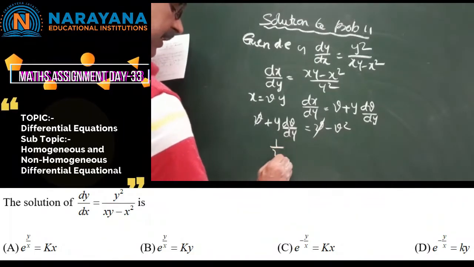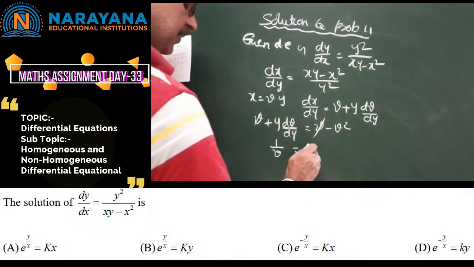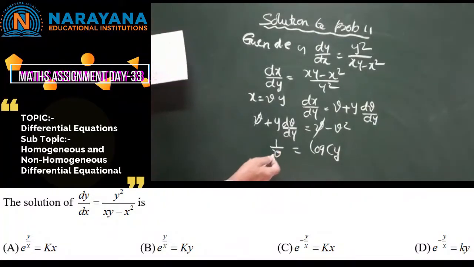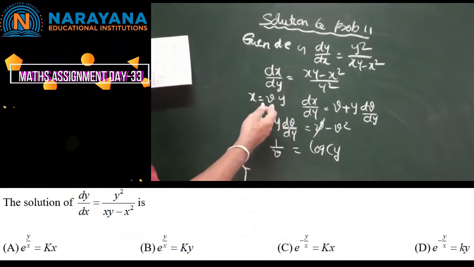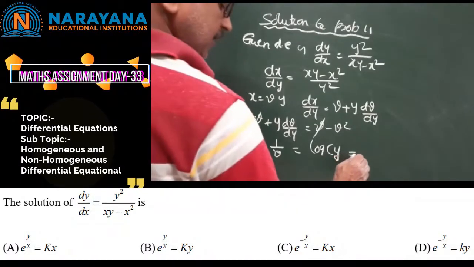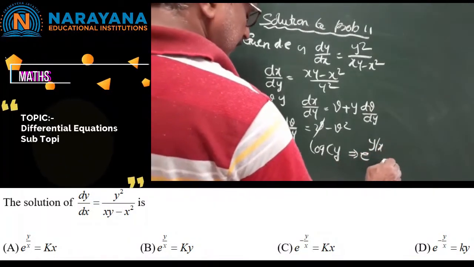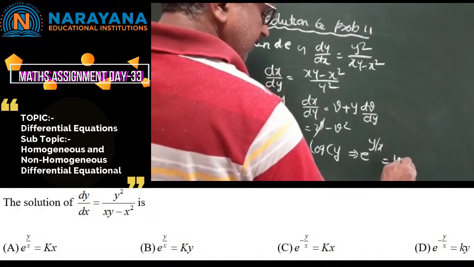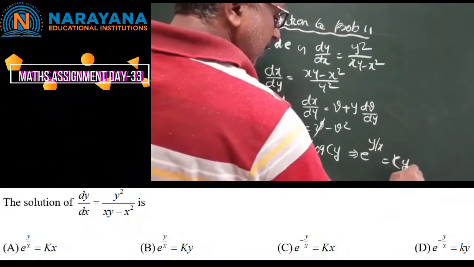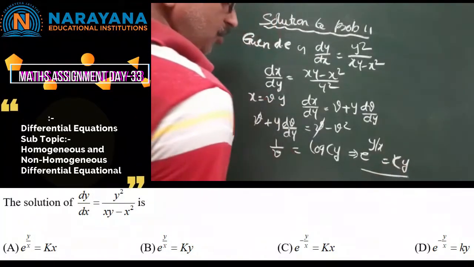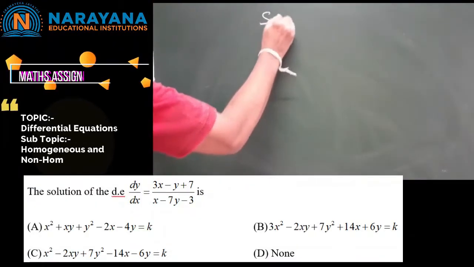After integrating, you can get 1/v is equal to log cy. And v can be written as x/y. So if you write that, you can get e^(y/x) is equal to cy. It is given as ky or cy. No problem, because that is a constant. We can write either c or k. No problem. Problem number 12.